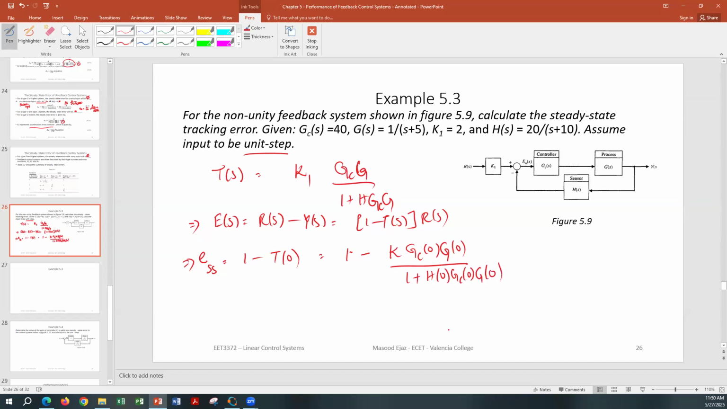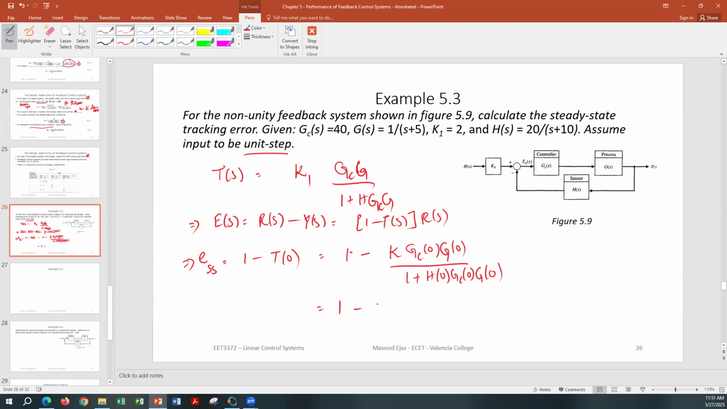Again, s is the frequency, remember. So right now we are evaluating everything at DC. s equal to 0 is DC. If the function is changing with respect to frequency, you put s equal to 0 and then find the value. If the function is not changing with respect to frequency, then it's going to be the same constant value.